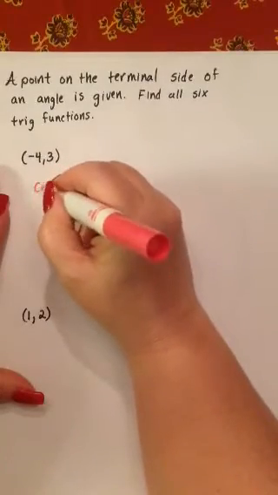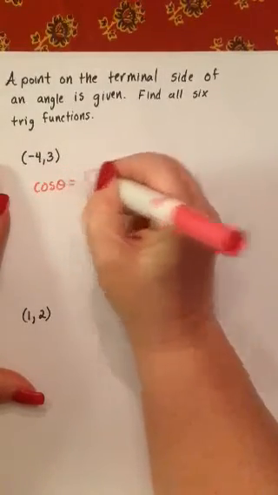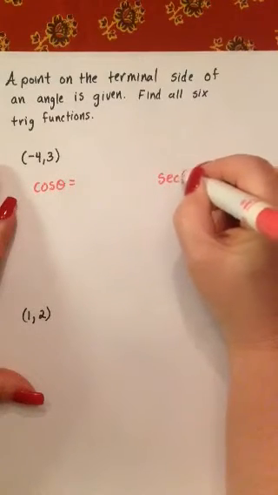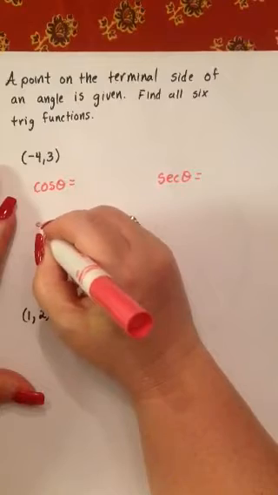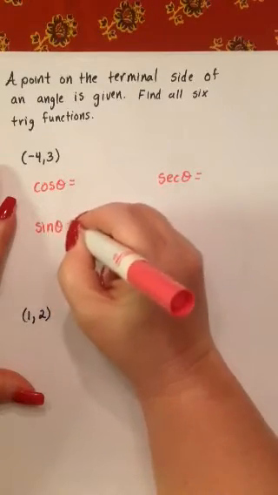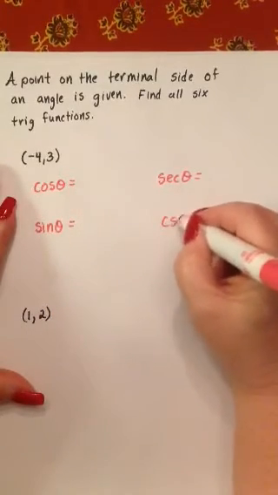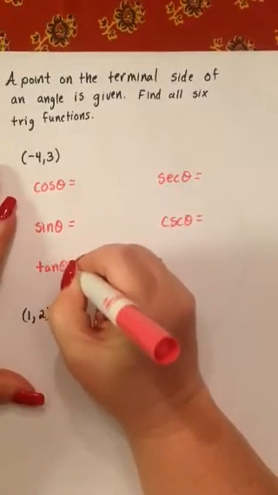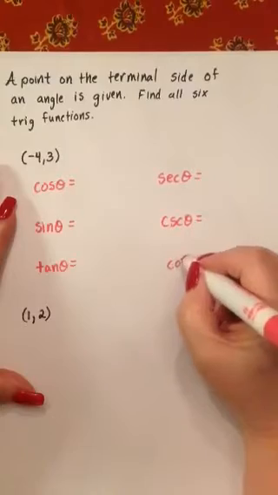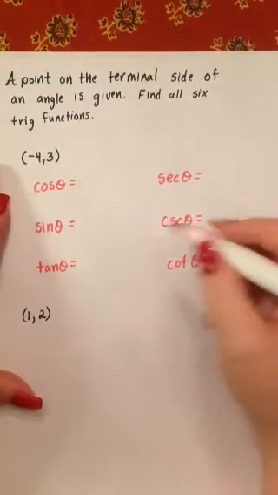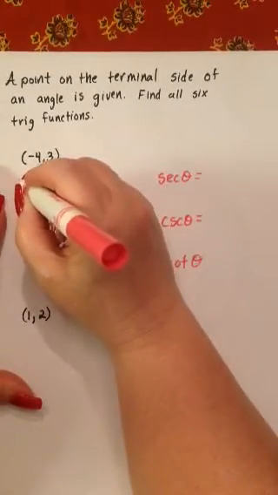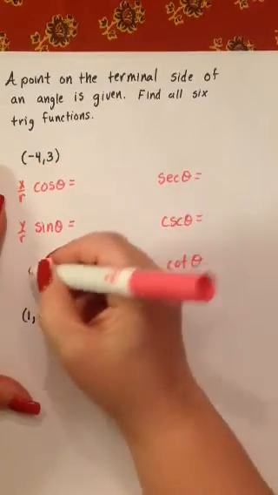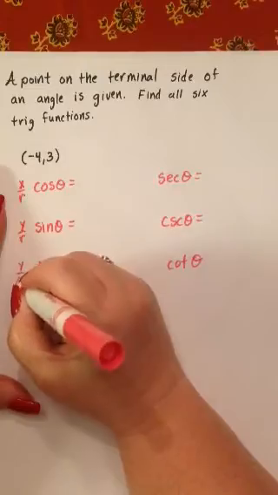We have cosine of theta, and we have its reciprocal is the secant of theta. Then we have sine of theta, and its reciprocal is cosecant of theta. And then I have tangent of theta, and its reciprocal, which is cotangent of theta. Remember that cosine is x over r, sine is y over r, and tangent is y over x.